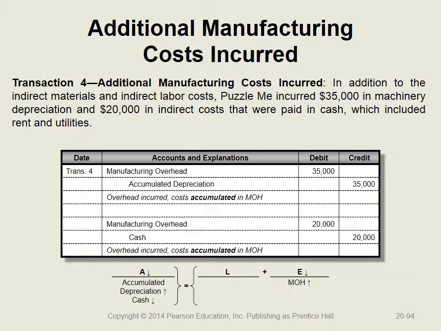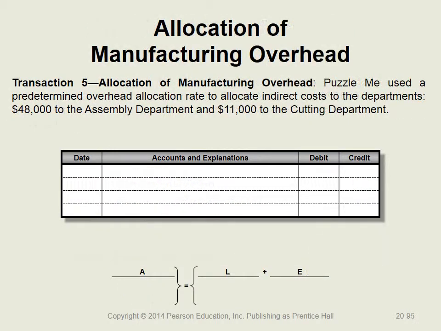Depreciation is recorded with a debit to manufacturing overhead and a credit to accumulated depreciation. Rent and utilities is recorded with a debit to manufacturing overhead and a credit to cash. Next, Puzzle Me will allocate manufacturing overhead using a predetermined overhead rate. The amounts of the allocation are given to you.